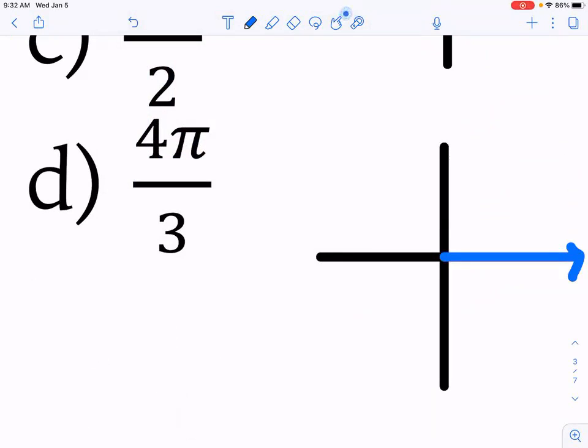Four-thirds pi. Well, I'm pretty sure 4/3 is smaller than 2. Do you agree? But is 4/3 bigger than 1? So we know for sure this is going to be bigger than 1 pi. Where does 4/3 fall in terms of 1, 1.5, 2? 1 and a little bit, but not quite 1.5, right? So 1 rotation and a little bit, but not quite to 1.5 is going to be our 4/3 pi.